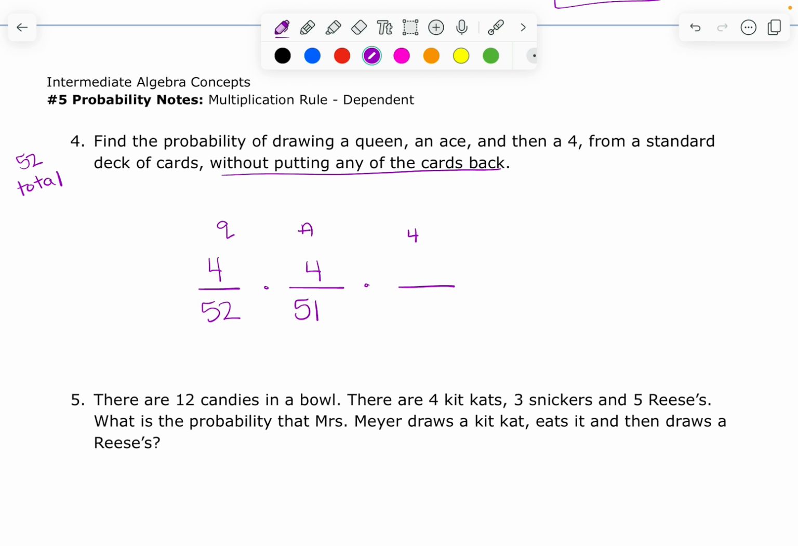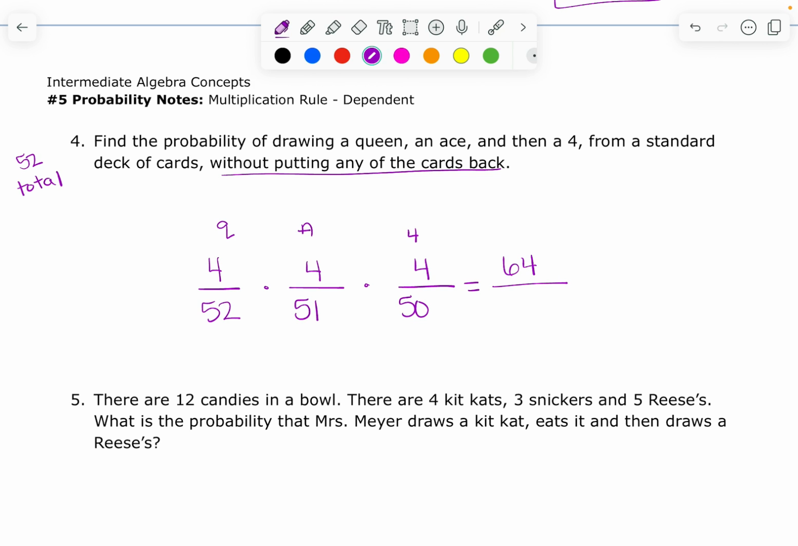I picked up an ace that second time and I put it in my back pocket. So now I have a queen and an ace in my back pocket. 4s is what I want last. Well, there's still 4 4s, but now there's only 50 cards left. So we're going to do 4 times 4 times 4. 64.